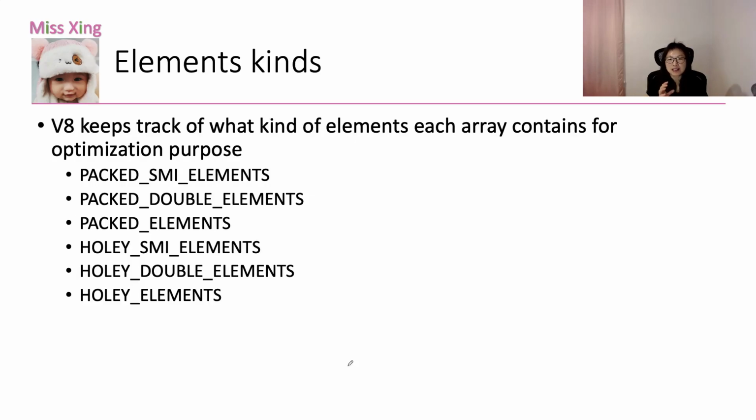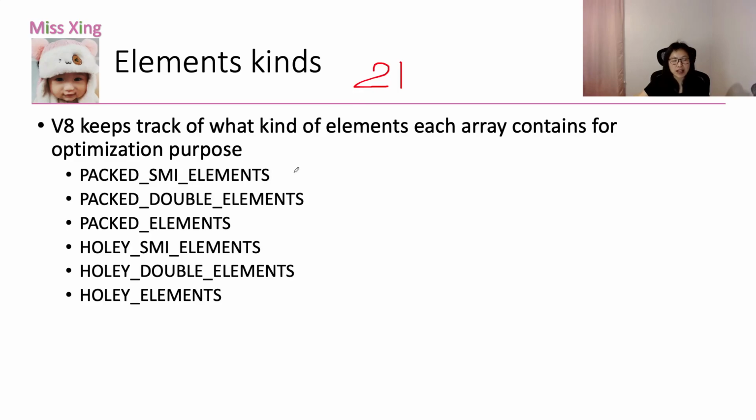Inside V8, it keeps track of what kind of elements each array contains for optimization purposes. If I remember correctly, yes, V8 differentiates 21 different kinds of elements it keeps track of. And here we only talk about 8 of them, which are related to our array.